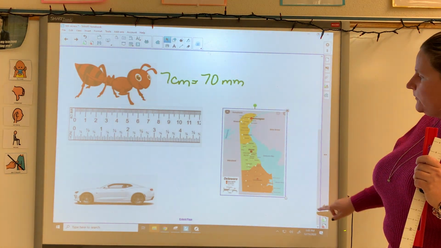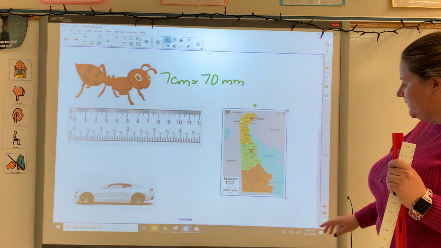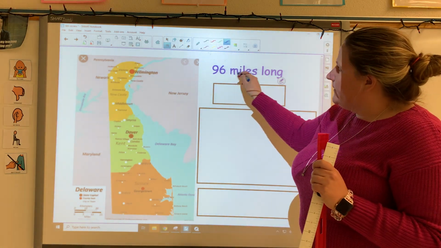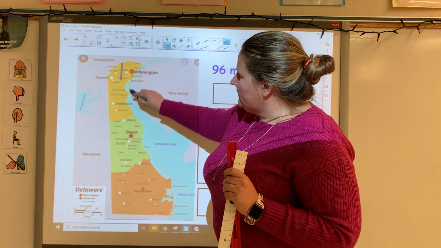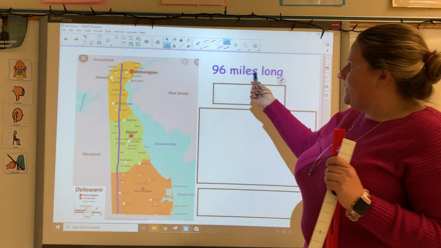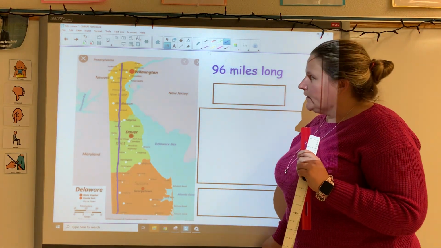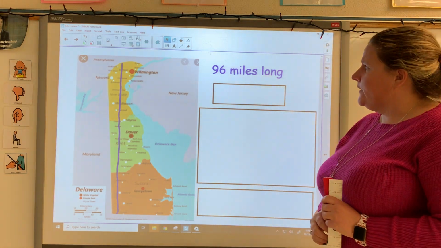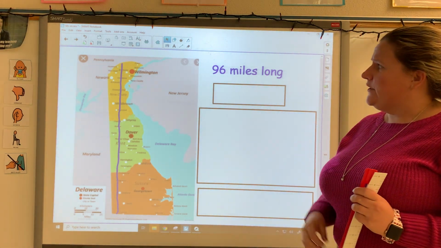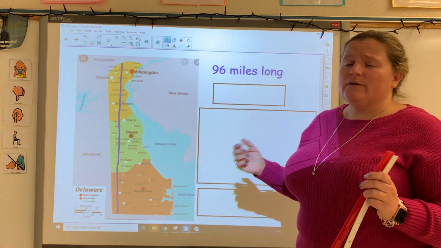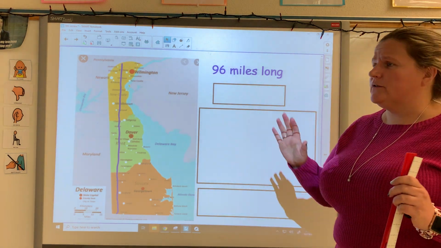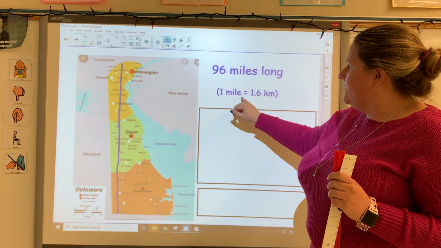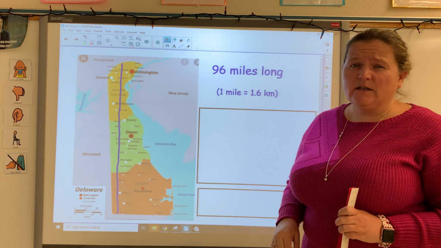So depending on who you talk to, if we were to look at the state of Delaware, someone in the United States would say, from tip to tip, from top to bottom, it is 96 miles long, okay? Well, if you're talking to somebody else in a different country, they might want to know kilometers, okay? It's just a different unit that we use to measure. And 1 mile is equal to 1.6 kilometers.